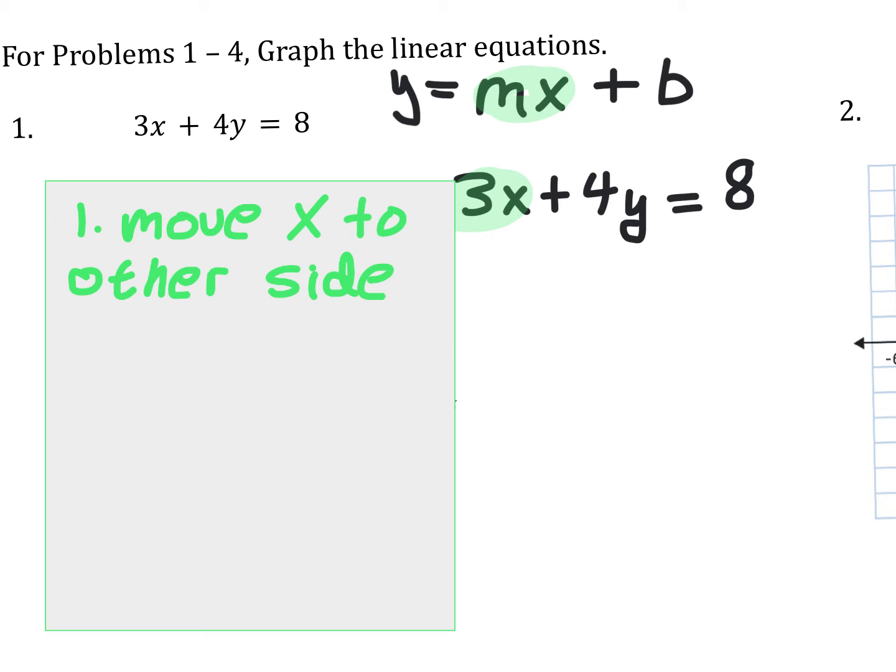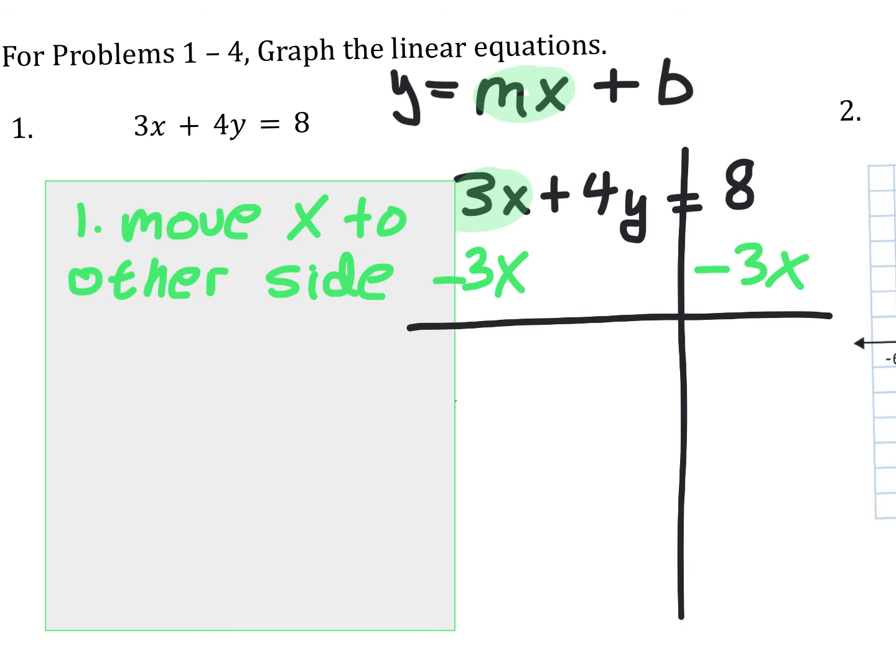So how do we get rid of a 3x? Well, the opposite of that 3x is going to be a minus 3x. So we're just going to take that 3x off the left-hand side of the equation. But just like any other equation in numbers, if you subtract 3 x's from the left-hand side, you're going to have to subtract 3 x's from the right side as well. So this will cancel. I'm going to bring down the 4y that is still remaining. And then on the right-hand side, I've got an 8 and a minus 3x.